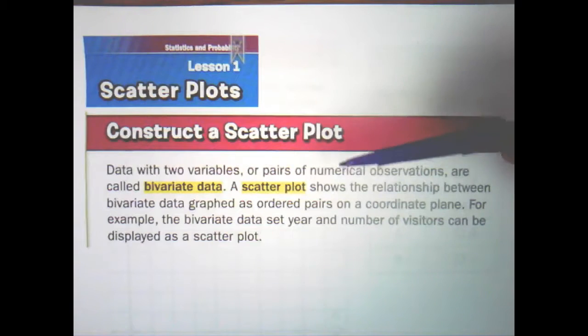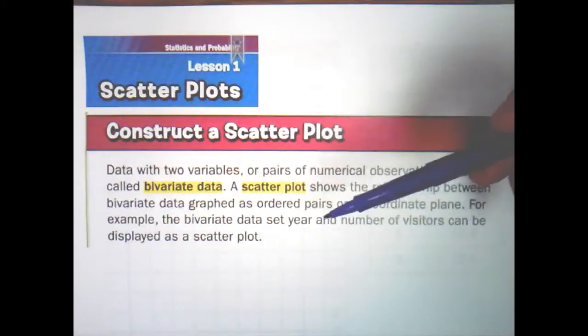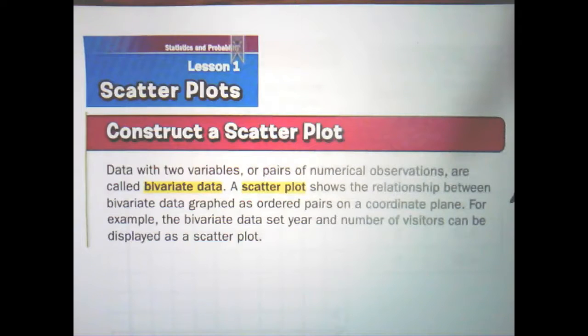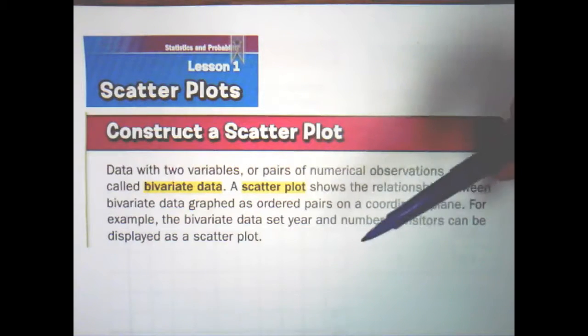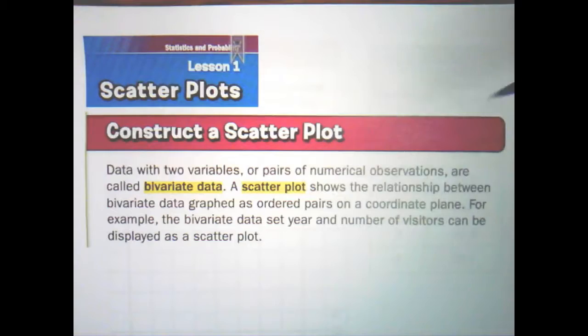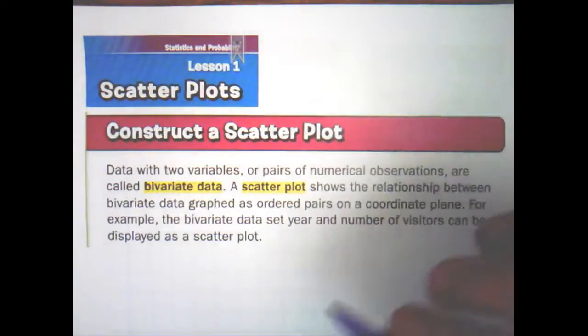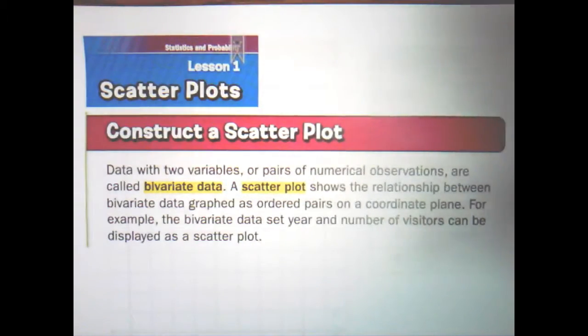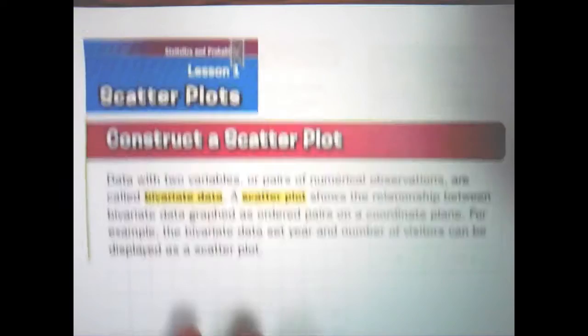Okay, so a scatter plot can show the relationship between the bivariate data graphed as ordered pairs on a coordinate plane. For example, the bivariate data set year and the number of visitors can be displayed as a scatter plot. So we want to see if there is a relationship between the number of visitors, let's say to a theme park, and the year. This way we can see, are we getting more visitors per year? Are we getting fewer visitors per year? Is it up and down? Is it pretty flat? This gives us a big picture of our data, what the data is doing in general.